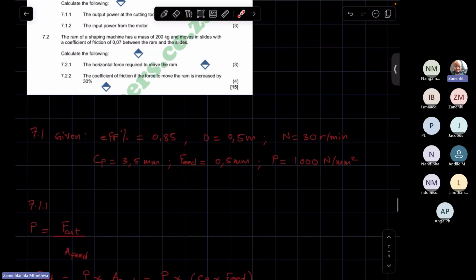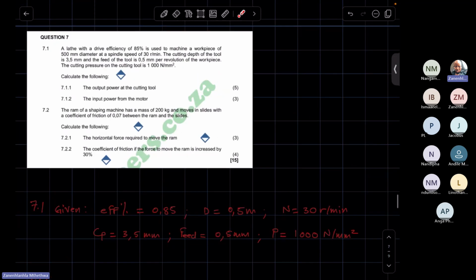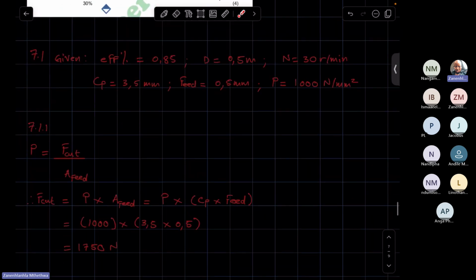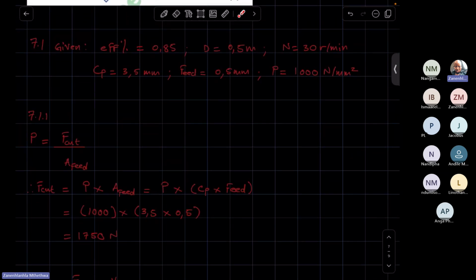So like I said, you first identify what it is you're looking for. You already know you're looking for power output. Power output is equal to force times average velocity. Since you already have the average velocity, because you know average velocity is equal to pi dn, the only thing to do really is to calculate the cutting force, which you get by using the formula to calculate pressure.